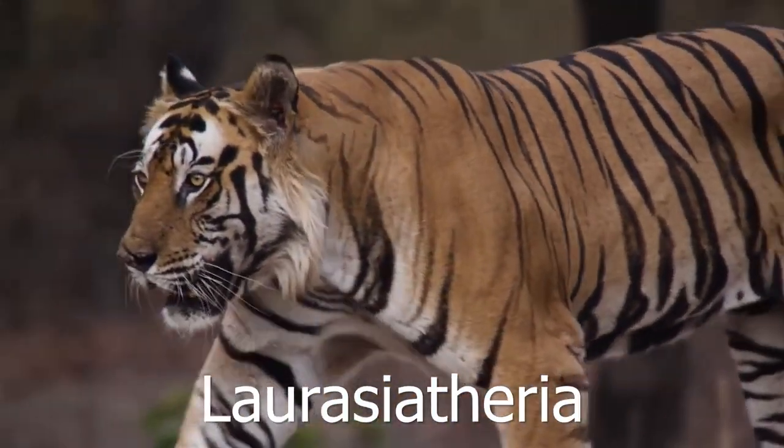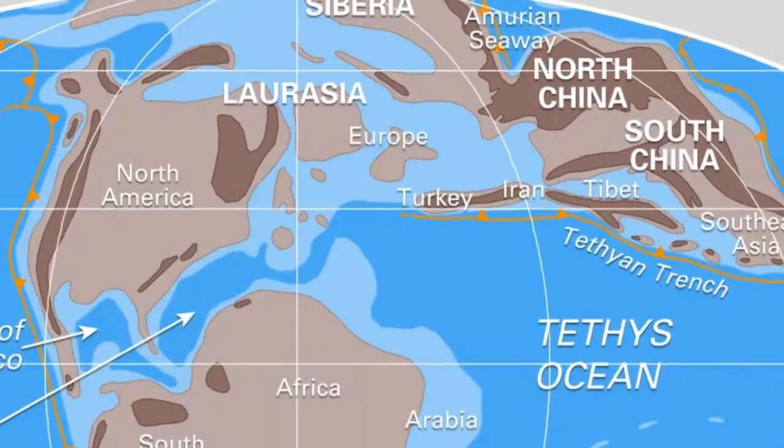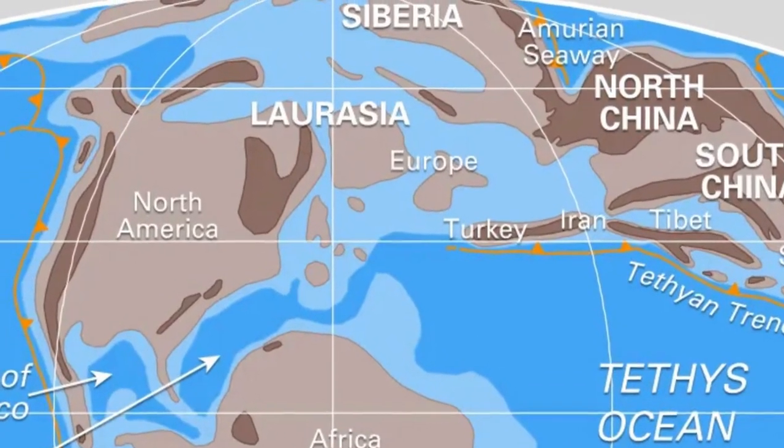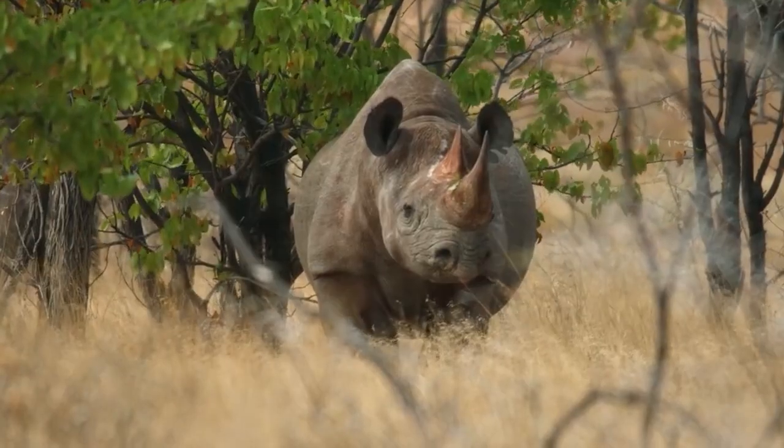Laurasiatheria is the next major overall grouping of placental mammals. This group is named after the supercontinent Laurasia, where these mammals were thought to have first evolved. The superorder includes a wide array of mammals, from small insectivores to giant herbivores and carnivores.